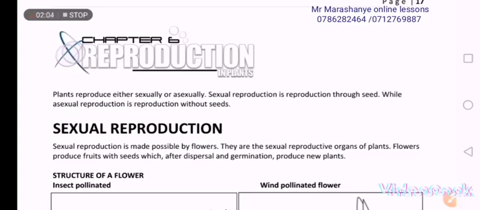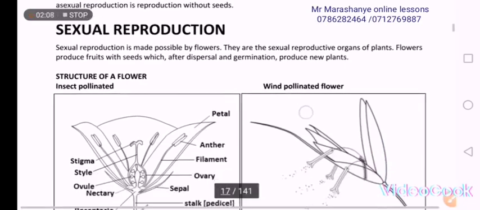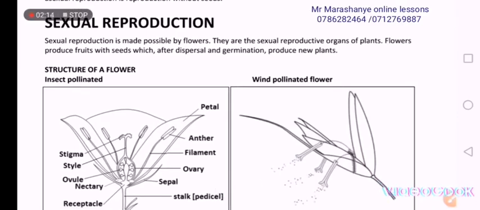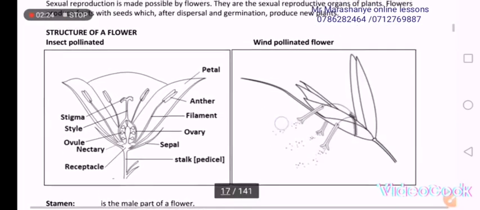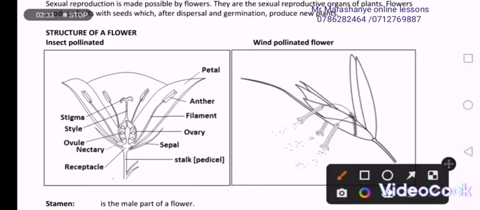Okay, so in detail I'm going to talk about sexual reproduction, as you can see. The first statement there says sexual reproduction is made possible by the flowers. So I am going to teach you about the structure of flowers. We have two types of flowers. Number one, insect pollinated flower, and number two, wind pollinated flower.